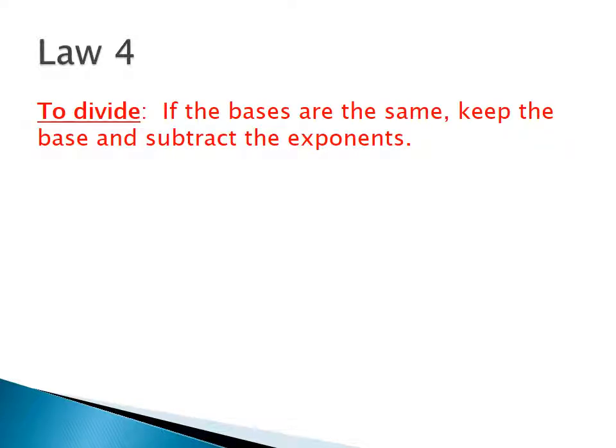The fourth law is when we divide terms with the same base. We keep the base and we subtract the exponents. So if we have 7 to the ninth divided by 7 to the third, since we have the same base, which is 7, we can subtract the exponents. 9 minus 3 equals 6.